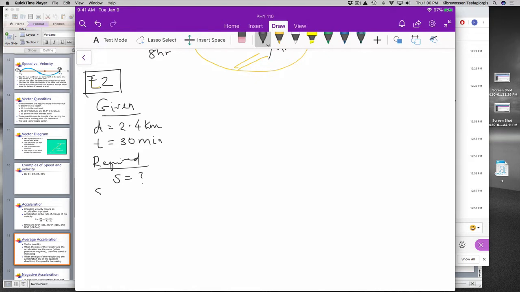So when you come to the solution, S is distance over time. Then your distance is 2.4 kilometers. It's asking what it is in kilometers per hour. Since you are asked in kilometers per hour, and the time is not given in hours, it's given in minutes, you need to convert this 30 minutes into its equivalent in hours.